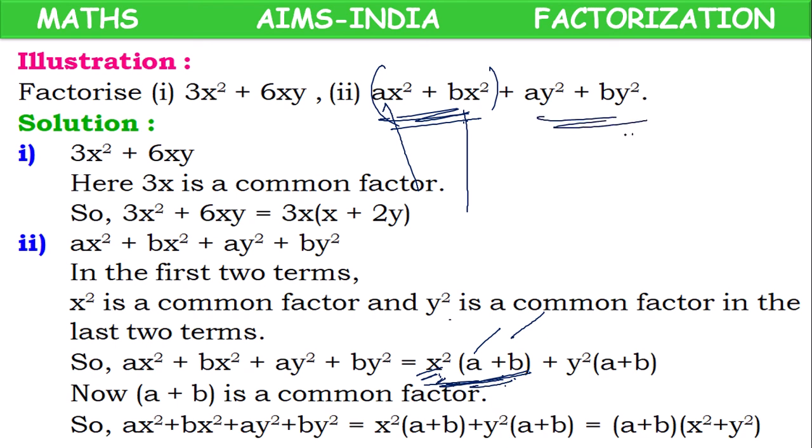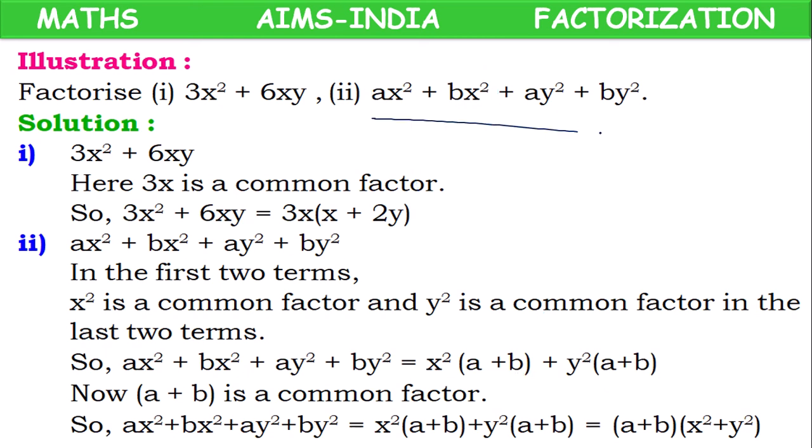Next, a y square plus b y square, y square we can take out. So a is remaining here, b is remaining here. y square into a plus b. So now we have two terms by taking out the common factor. This is the first term we have got, this is the second term we have got.